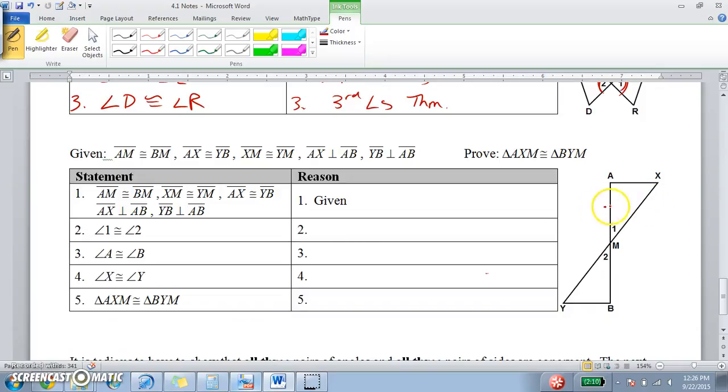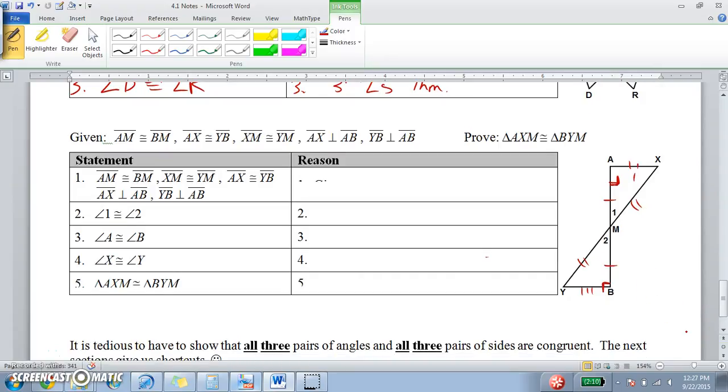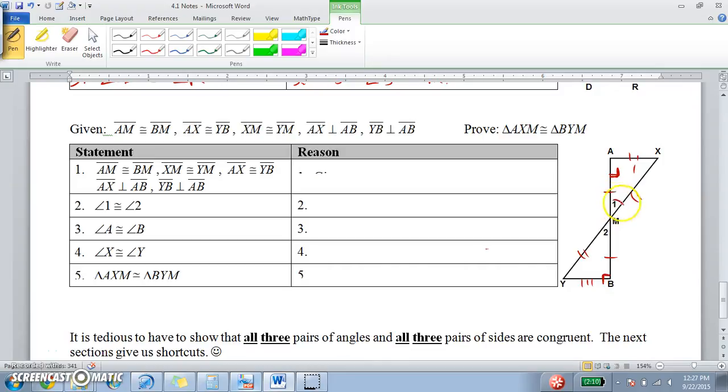Next proof. I've got AM congruent to BM, so mark those congruent. XM, 2 marks, congruent to YM, and AX congruent to YB. So, I've also got AX is perpendicular to AB, so this would be a right angle right here. Those are perpendicular. These are also perpendicular. Okay, so angle 1 congruent to angle 2. Again, 1 and 2 are vertical angles. Angle A congruent to angle B. Well, we said that those were both right angles since they're perpendicular. So we just say those are both right angles. That's why angle A and angle B are congruent.